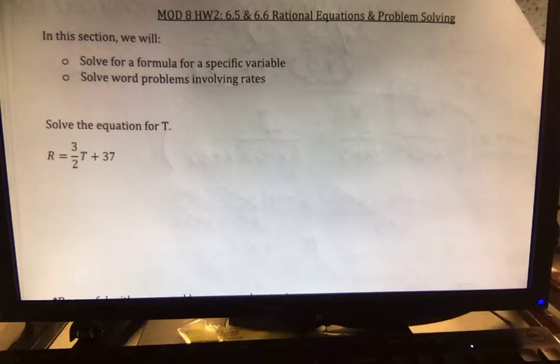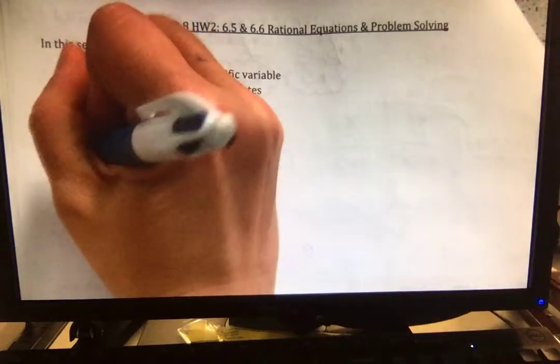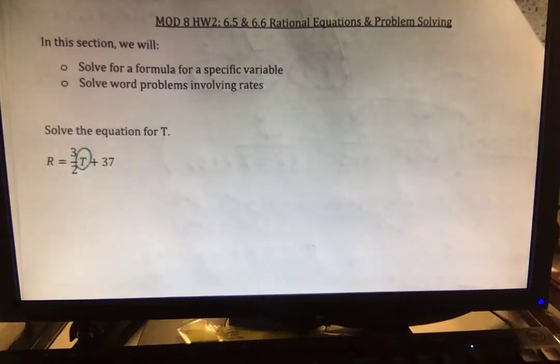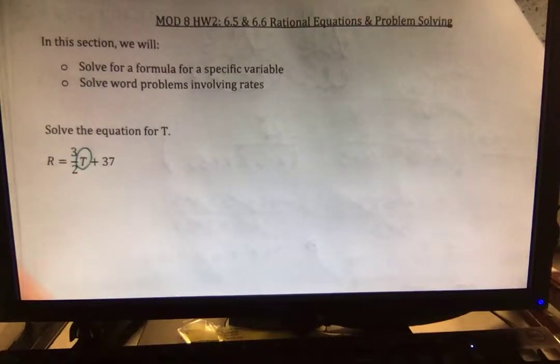So solving the equation for t, if we have r equals 3 over 2t plus 37, I want to try to get t by itself. What would I do first? Subtract 37 from both sides.